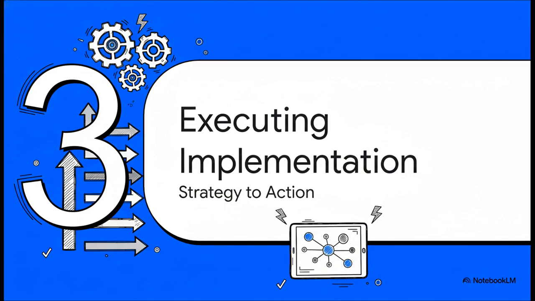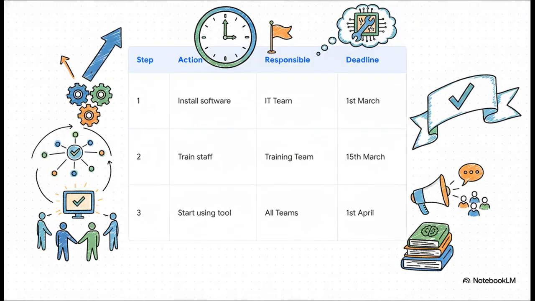Phase 3 focuses on the tactical execution of the digital implementation. This is the stage where strategy and planning are translated into a concrete action plan. The source material provides this example of a detailed implementation plan. Note its structure. It assigns specific actions, designated responsibilities, and clear deadlines to remove ambiguity and ensure accountability.